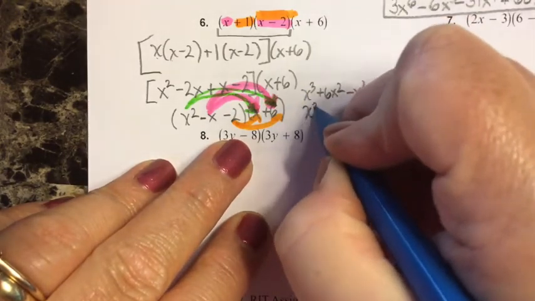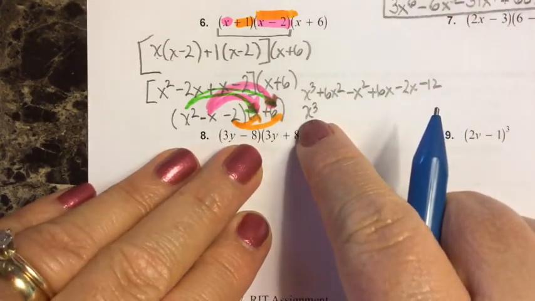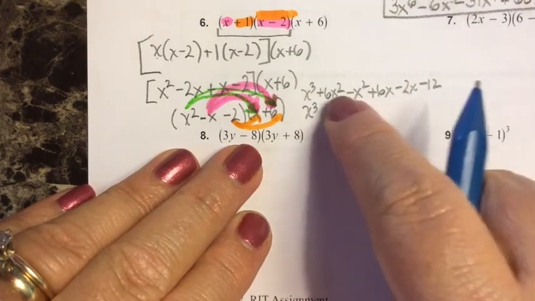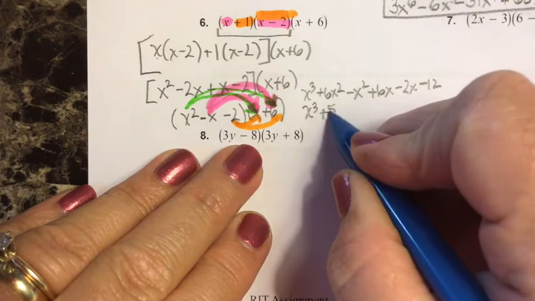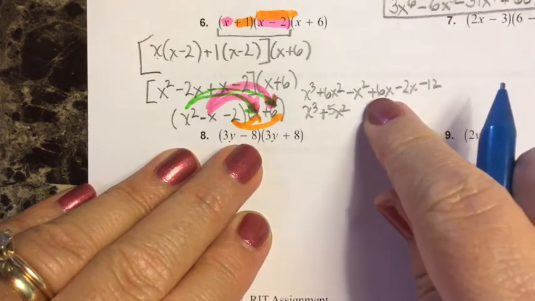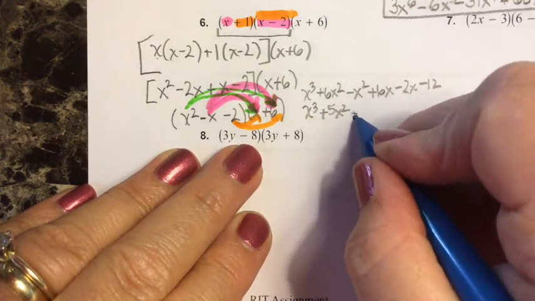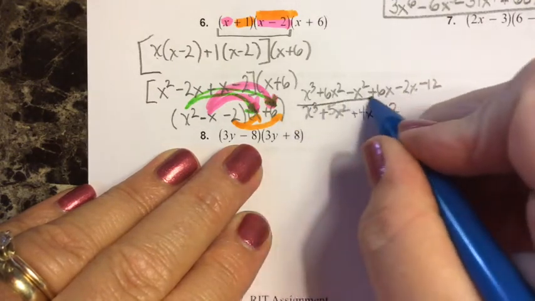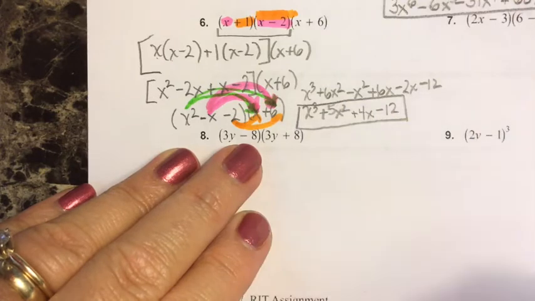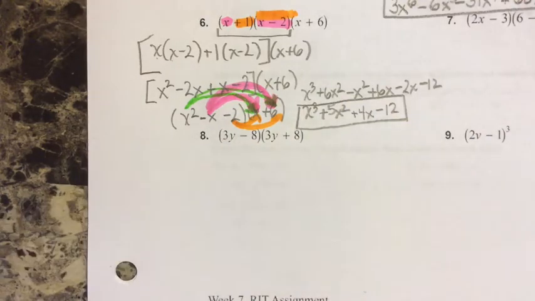I'll combine like terms. There's no like term to go with x cubed. These are like terms. 6x squared minus x squared is positive 5x squared. 6x minus 2x is positive 4x minus 12. That is my answer to question 6. If you will try question 7, I'll come back and show you my answer.